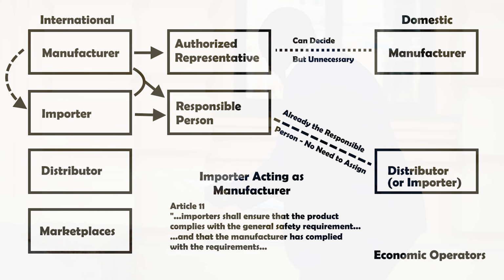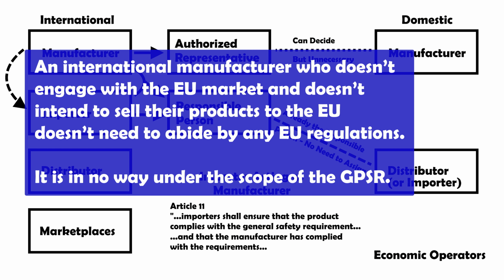This chart has two main columns, international and domestic. An international manufacturer who doesn't engage with the EU market and doesn't intend to sell their products to the EU doesn't need to abide by any EU regulations. It is in no way under the scope of the GPSR.